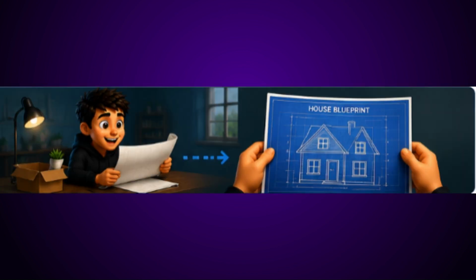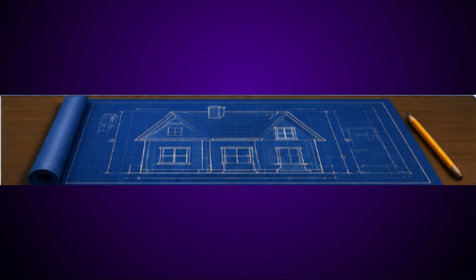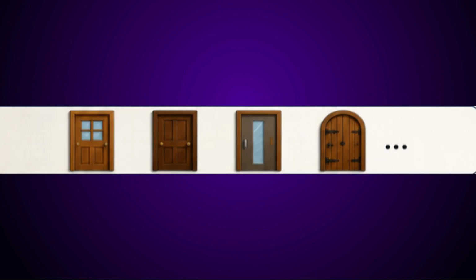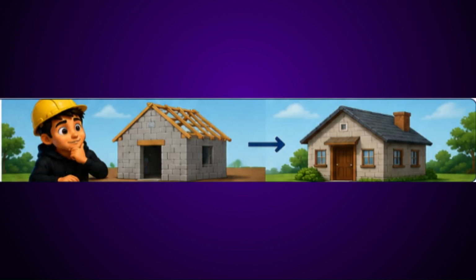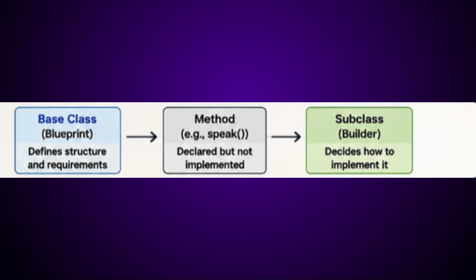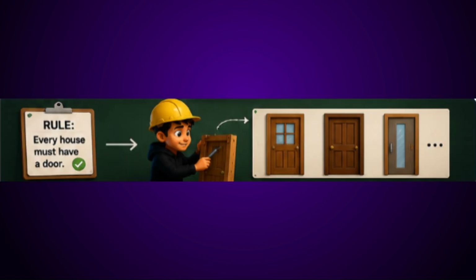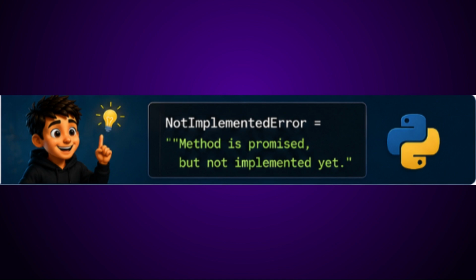Think of it like this. Alex receives a blueprint for building a house. The blueprint tells him that every house must have a door, but the blueprint does not specify what the door should look like. That decision is left to the builder. Python uses a similar idea in object-oriented programming.